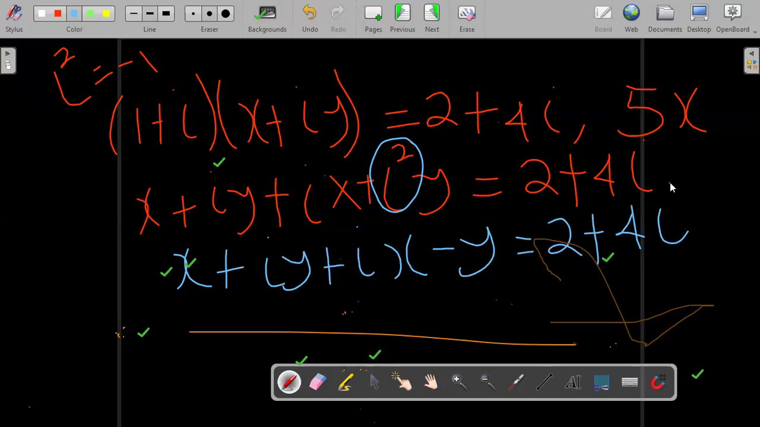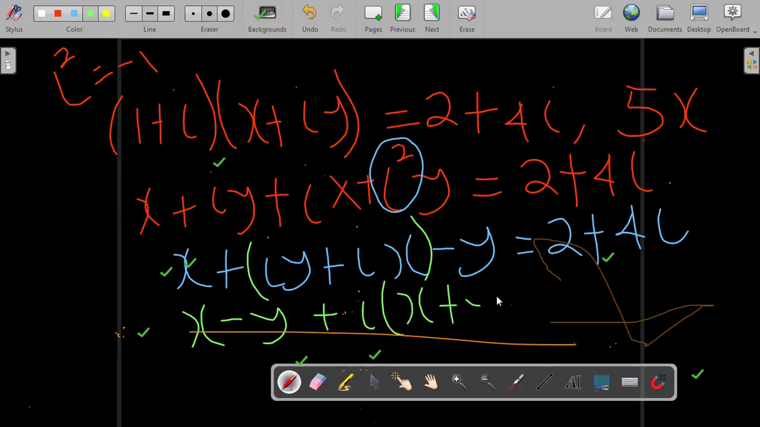Now, if you look at the left-hand side, we have i. So I'm going to group the i as one. Then I will arrange x and y together, because both of them are real numbers. They don't have the i. That's why we call them real numbers. So I will have x minus y plus i, coming from these two, i times (x plus y), is equal to 2 plus 4i.